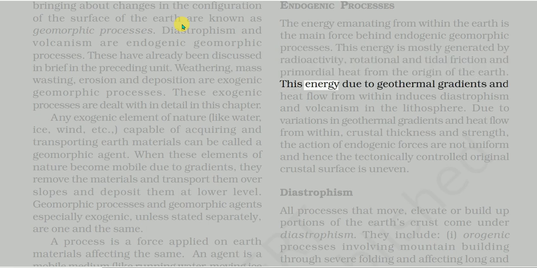This energy, due to geothermal gradients and heat flow from within, induces diastrophism and volcanism in the lithosphere. Due to variations in geothermal gradients and heat flow from within, crustal thickness and strength, the action of endogenic forces are not uniform and hence the tectonically controlled original crustal surface is uneven.